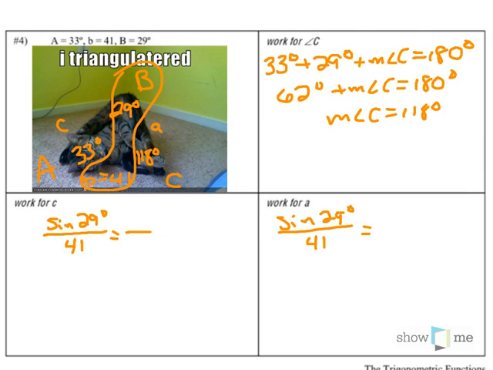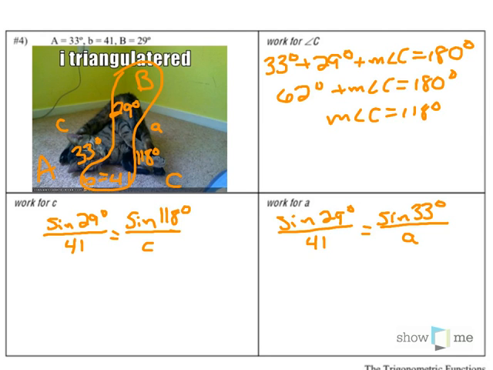Then to find your missing measurement, like here for C we're trying to find, we take lowercase c, put it underneath the fraction where the top of the fraction is sine of uppercase C, specifically 118 degrees in this problem. Over here on the right, work for A, we would use sine of 33 degrees divided by the side opposite of that, which is lowercase a.